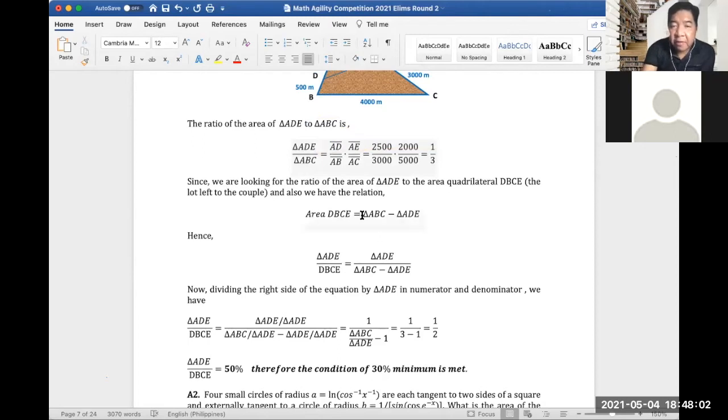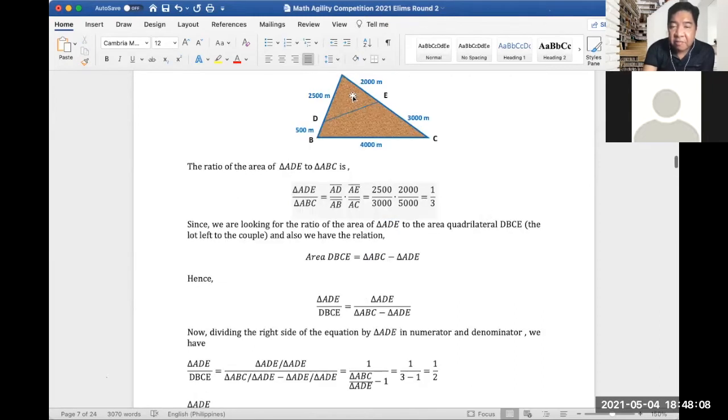So it's a quadrilateral. So we can find the area of this quadrilateral as, of course, the whole triangle minus the area of the small triangle ADE. That's the area of DBCE, right? To be able to get the ratio of the small triangle to the area of the portion left, which is the area of the quadrilateral DBCE, we can use this equation, right?